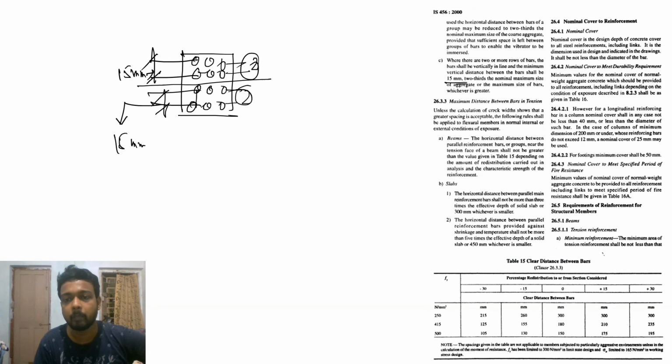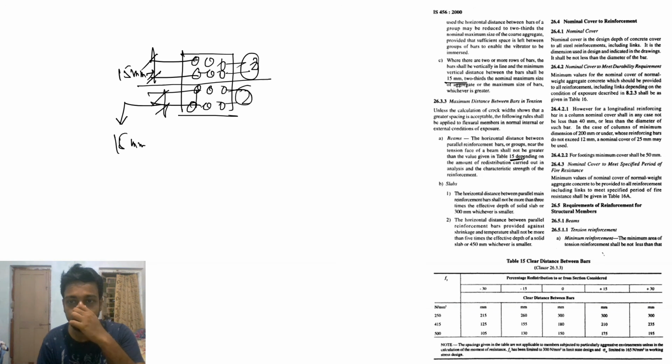Maximum distance between bars in tension, unless calculation of crack width shows a greater spacing is acceptable, the following shall be applied. For beams, the horizontal distance between parallel reinforcement bars or groups near the tension face shall not be greater than the value given in Table 15, depending on the redistribution.